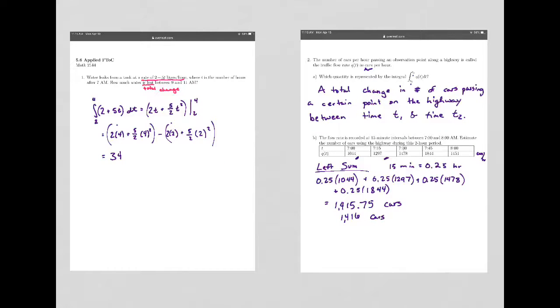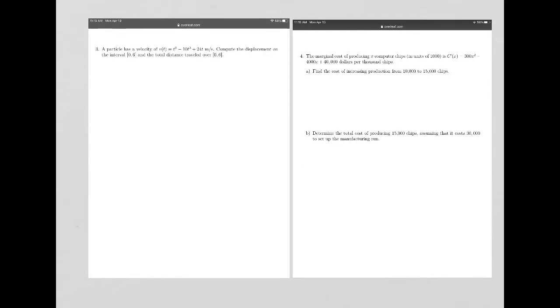So let's go and do a couple more problems. All right, so let's look at this guy. A particle has a velocity of v of t equals t cubed minus 10t squared plus 24t meters per second. Compute the displacement on the interval 0 to 6 and the total distance traveled over 0 to 6. So there is a difference here between displacement and total distance traveled.